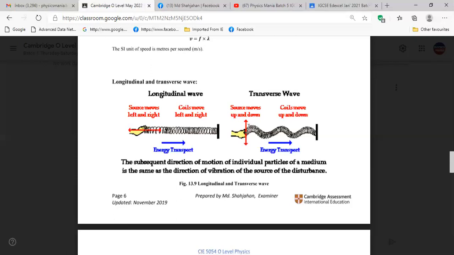That's why the angle it makes is 90 degrees. The particle's vibration, if it is upwards, makes 90 degrees with the energy transfer direction, isn't it? Again, if it is going downwards, it makes 90 degrees. So in the first case we have parallel, and in the second case we have perpendicular. The particle's vibration is perpendicular to the energy transfer direction. So I think you understood the diagram and the explanation.